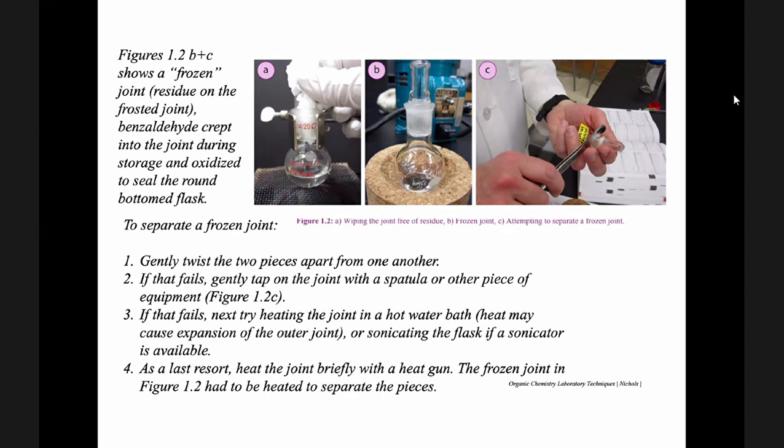But if it is locked, what will you do? Here, gently twist the two pieces apart from one another. Next, gently tap the joint with a spatula or other piece of equipment. If that fails, try heating the joint in a water bath, because heat may cause expansion of the outer joint, or sonicating the flask if a sonicator is available.